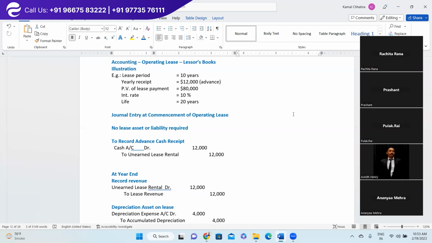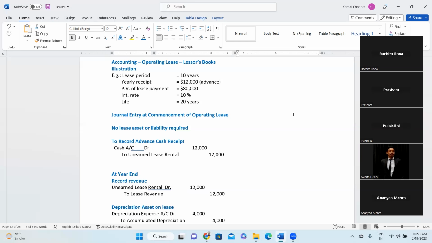But once you have classified a lease as operating lease, how do you do the accounting? Let's understand that. First, no lease asset or liability is required to be established. In the case of operating lease in the books of lessor, no lease liability or right of use asset is required to be recognized. It will continue to be a fixed asset in your books and you'll continue to charge depreciation over the life of the asset. The first entry would be the receipt of cash, because here you're receiving $12,000 as advance.